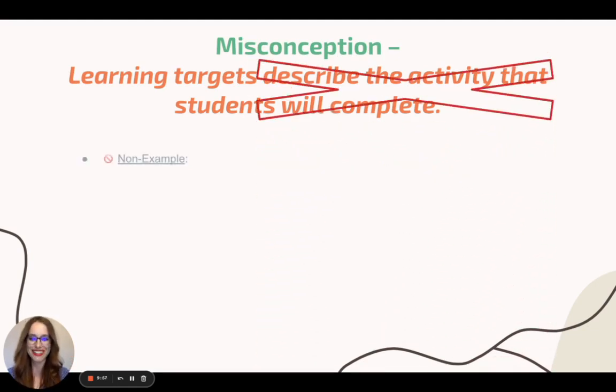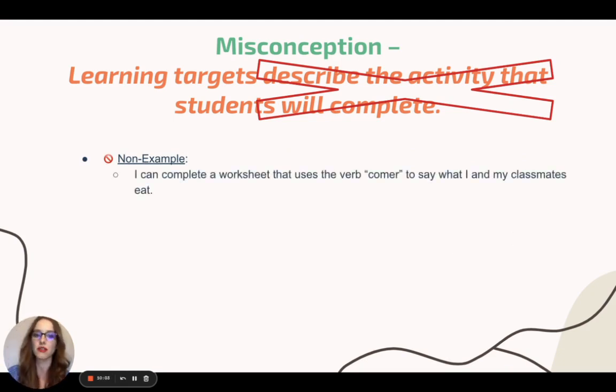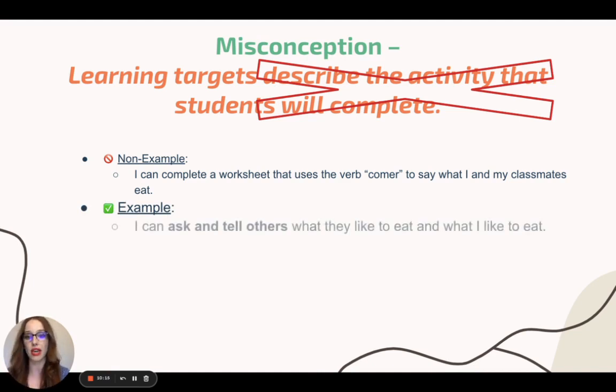They do not. This is a non-example: I can complete a worksheet that uses the verb comer to say what I and my classmates eat. That's the activity. What is the actual learning target, or the goal, that we would want our students to be able to do through that? I can ask others what they like to eat. I can tell others what I like to eat.